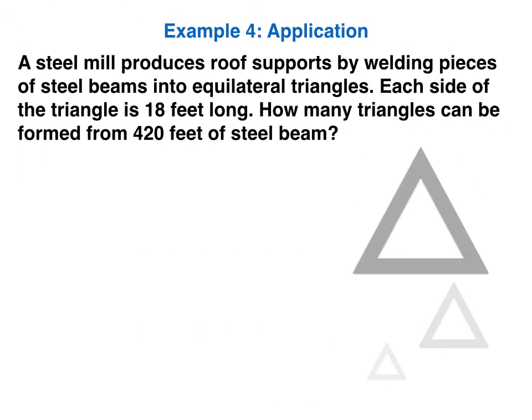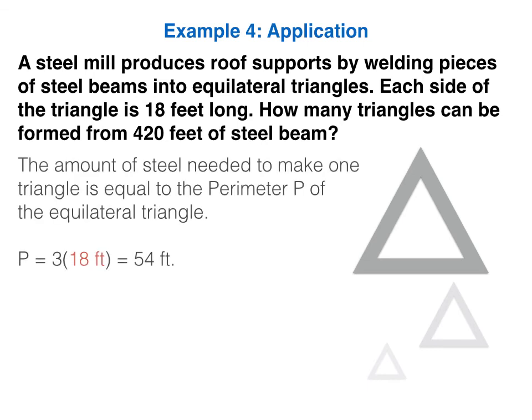A steel mill produces roof supports by welding pieces of steel beams into equilateral triangles. Each side of the triangle is 18 feet long. How many triangles can be formed from 420 feet of steel beam? Well, the amount of steel needed to make one triangle is equal to the perimeter P of the equilateral triangle. Since all sides are the same, we only have to take 3 times 18, and we get 54 feet is the perimeter of one triangle.